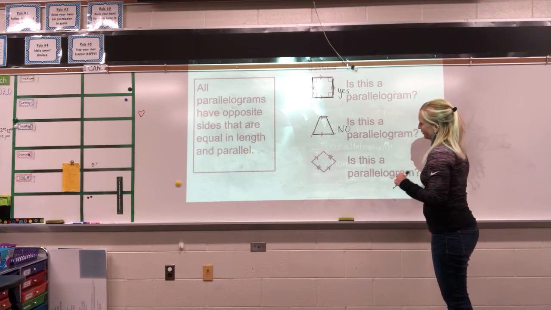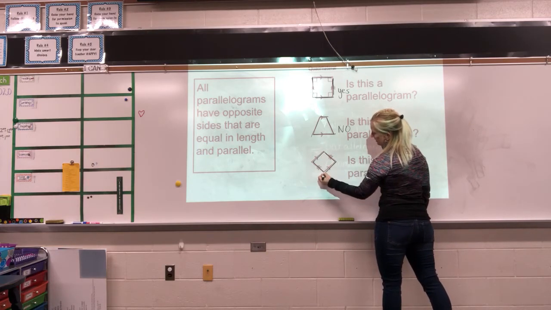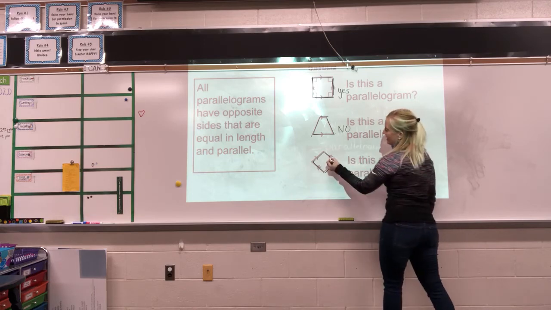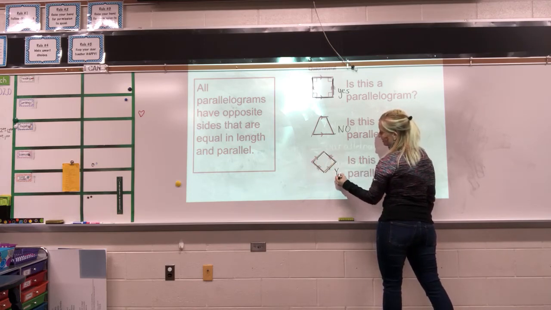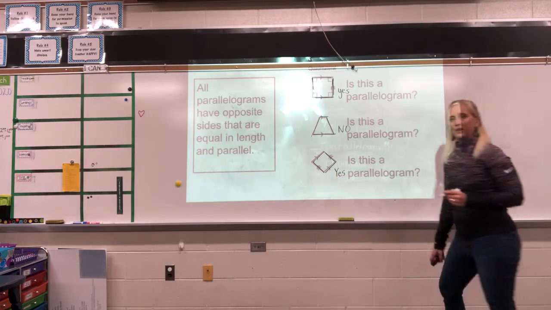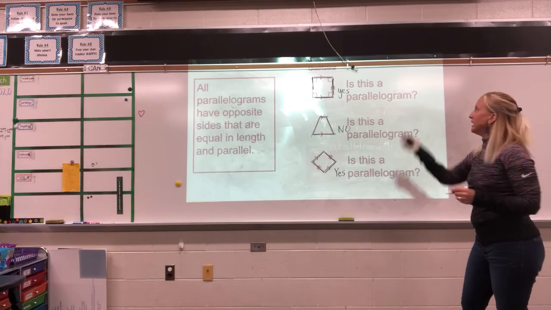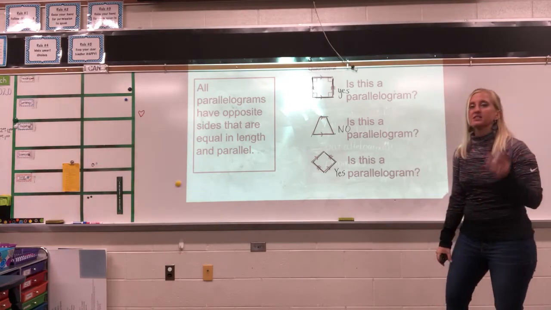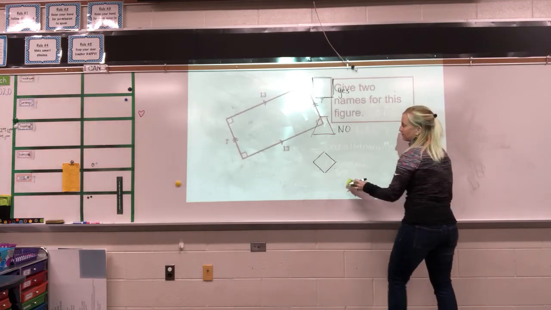Is this a parallelogram? Well, this is parallel and this is parallel, so it looks like it, and this is the same length as this, and this is the same length as this. So yes, this one is a parallelogram. Don't let the big words over here confuse you. Most of you are probably able to look at these and think through each of the parts that we talked about in that mini lesson.